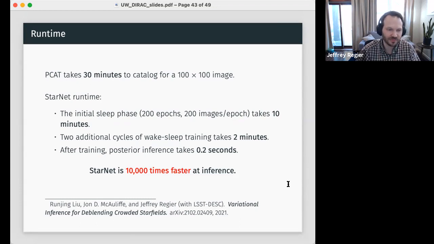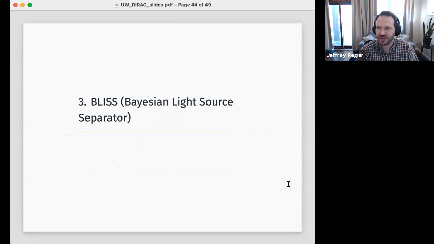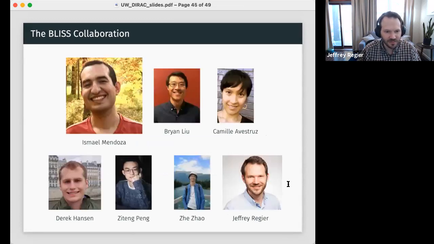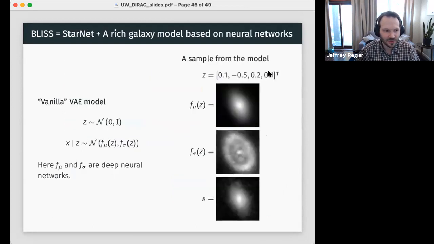It is currently in submission. And then the final work that I wanted to touch on briefly, as I only have a couple minutes left, is called BLISS, or the Bayesian Light Source Separator. I now have a research group at Michigan, and some of these are students that I'm working with. Ismael Mendoza is our lead developer on this work, doing an outstanding job moving this software forward. And Brian's still with us.